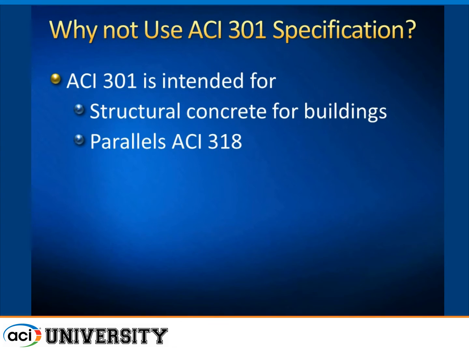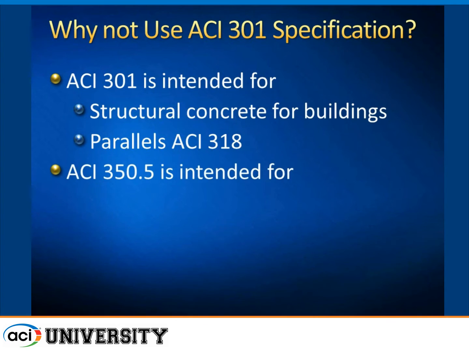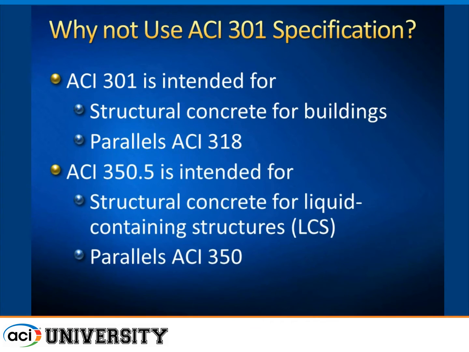We did our whole code in 350 because the 318 code was not adequate for design of liquid containing structures. It may have been for the strength side, but not for the long-term durability. When we design tanks, we're talking 50 to 100-year lifespan of these tanks. So 301 parallels 318. 305 is for structural concrete for liquid containing structures, and we look at our code requirements and then what does a contractor need to know from those code requirements to get the job done for a tank.